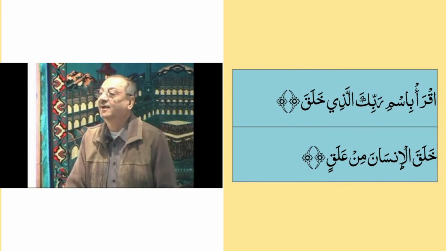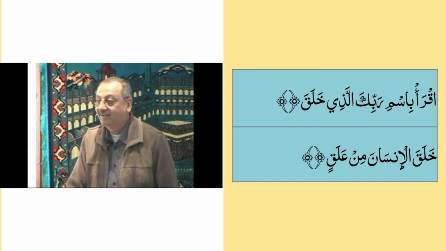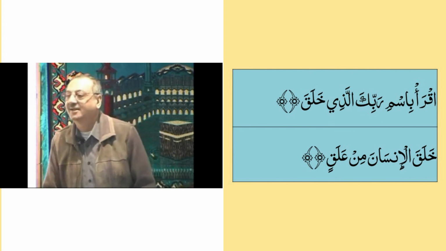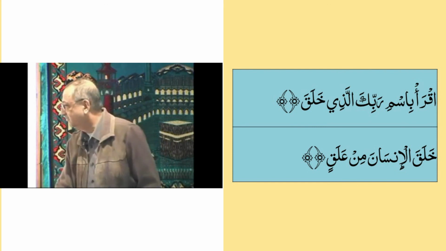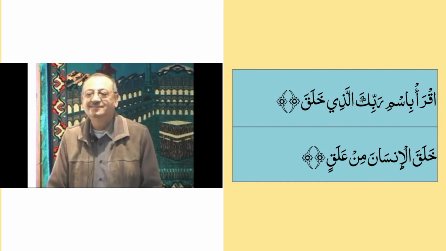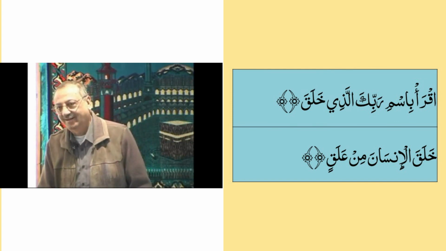Khalaqal insana. Khalaqa fi'l. Where is the fa'il? Mustatir, taqdiruhu huwa. What is al insana? Maf'ulun bihi mansub. And what is min alaq? Jar majrur. Got the idea? Are you with me?